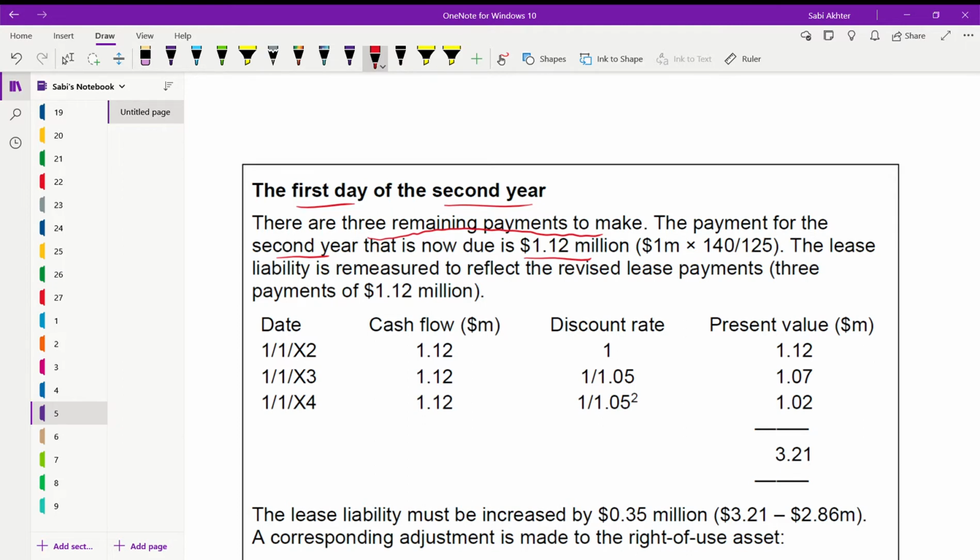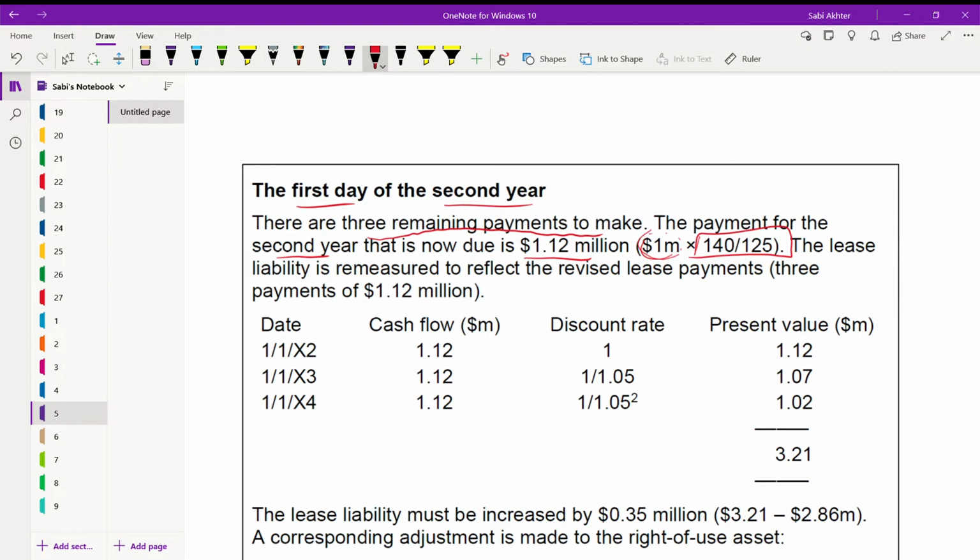Remember, in the first year it was 1 million. It remained fixed because CPI remains fixed for all the 12 months. It didn't change. But here CPI increased to 140 in the second year. This is how you calculate when the CPI increases: 140 divided by 125 into 1 million. 140 because it's the new year, and 125 was the previous year, into 1 million because 1 million was the initial payment. The first year payment was 1 million. So this year it will be 1.12 million.